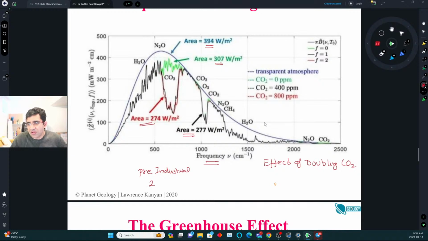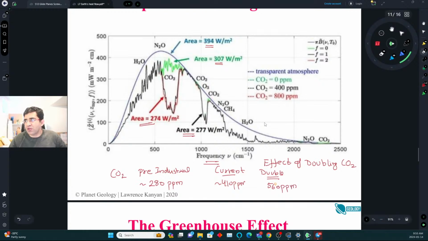What is the unit? It was approximately 280 parts per million. The current level, I don't know the exact figure, is maybe approximately 410 ppm. So if we double CO2, how much will it be? 560.